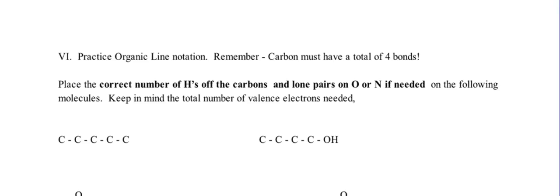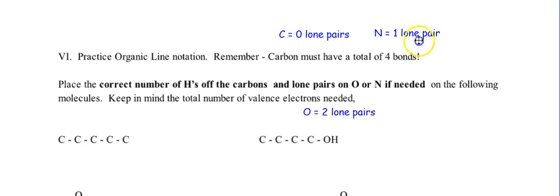So look at the first part. Place the correct number of hydrogens off the carbons and lone pairs of oxygen or nitrogen if needed on the following molecules. Keep in mind the total number of valence electrons needed. Before we begin, remember something. Carbon must always have a total of 4 bonds. What does that also mean? Carbon will have no lone pairs. Nitrogen must have 3 bonds or 1 lone pair. Oxygen must have 2 bonds or 2 lone pairs, and that's going to help tremendously.